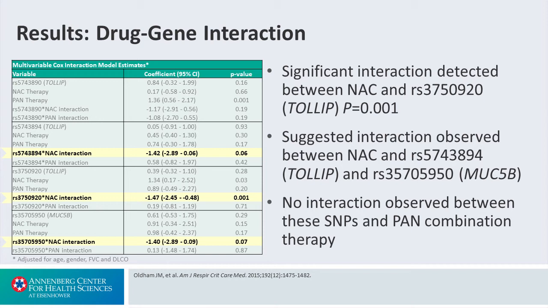But as we looked at the drug-gene interaction table, we still successfully hit several polymorphisms. Most importantly was RS3750920 in TOLLIP that had a clear interaction with N-acetylcysteine. There were also suggestions just missing the mark in 2 others, one in TOLLIP and one in the MUC5 polymorphism with a p-value of 0.06 and 0.07 respectively.